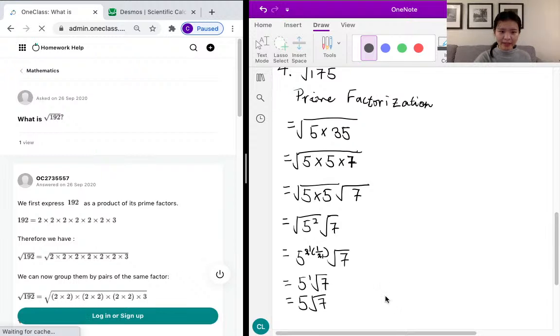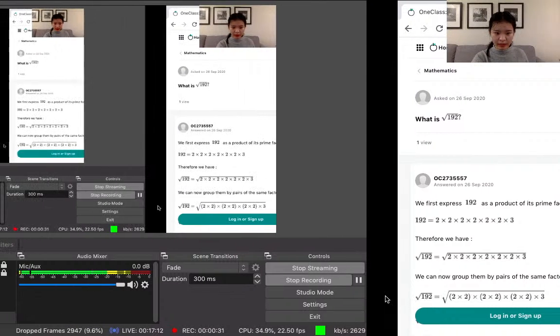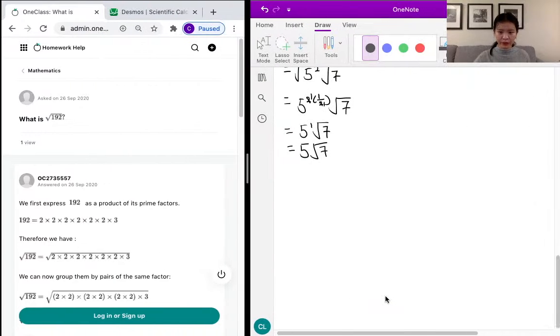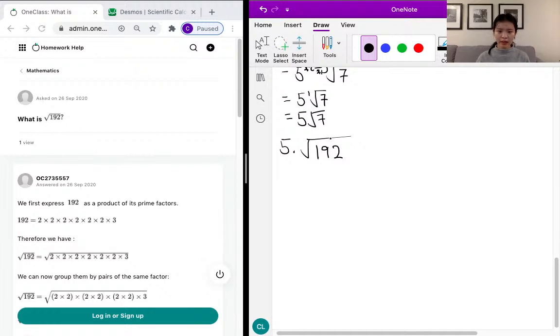So this is another simplification problem, and it's asking us what is the square root of 192. Let's just do it here. What is the square root of 192? Again, we use prime factorization.